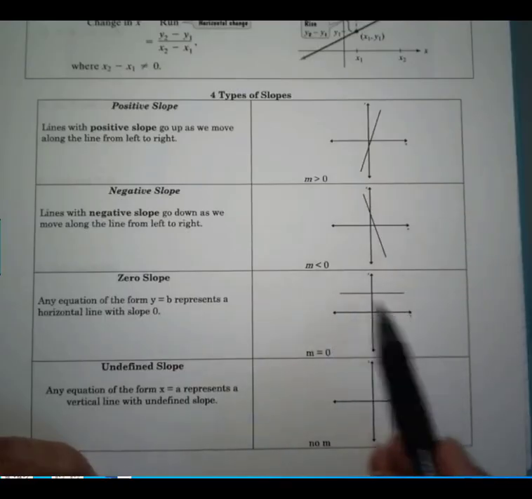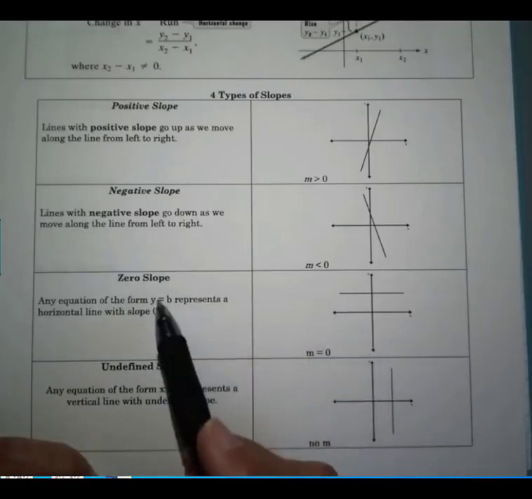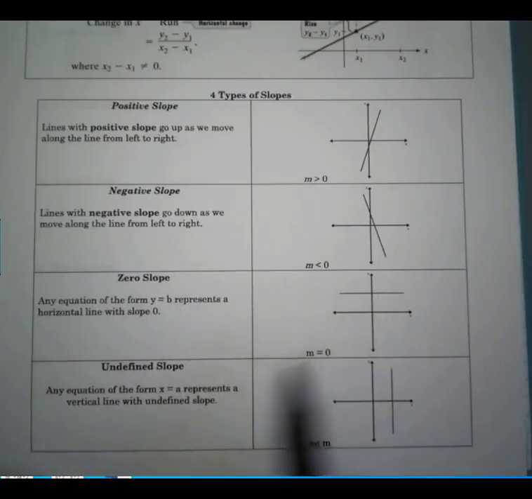A zero slope is like a floor, which should have no slope. And it's represented always by y is equal to a number. We call this a zero slope. And then when we have an undefined slope, well, it's straight up and down, like a vertical line. And that is always going to be represented as x equals a number.